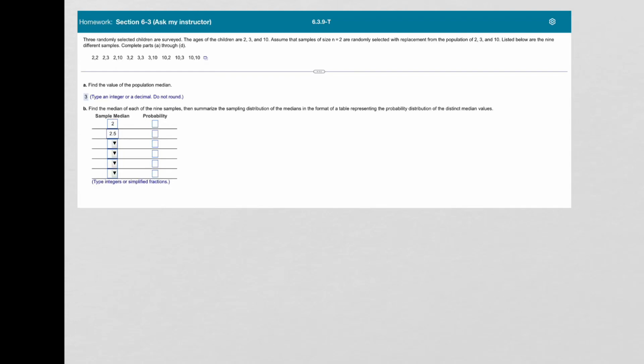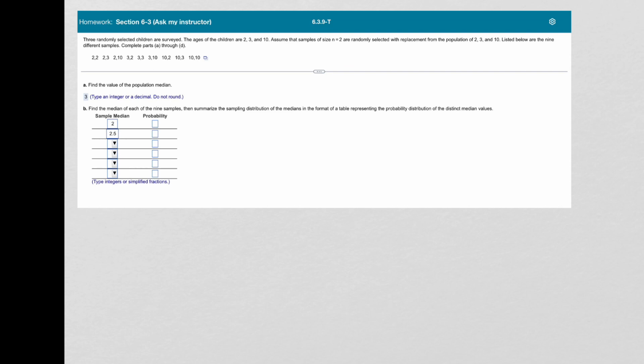In this problem, it says that 3 randomly selected children are surveyed. The ages of the children are 2, 3, and 10. We're assuming that samples of size n equals 2 are randomly selected with replacement from the population of 2, 3, and 10. So we've got our list of 9 different samples with replacement, and we start off by finding the value of the population median.